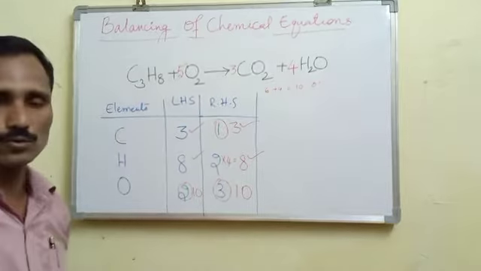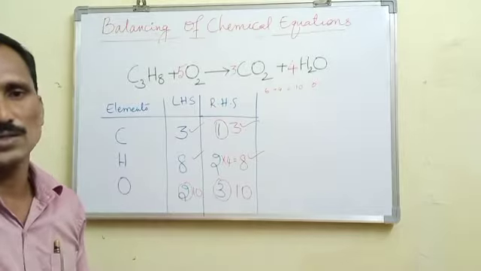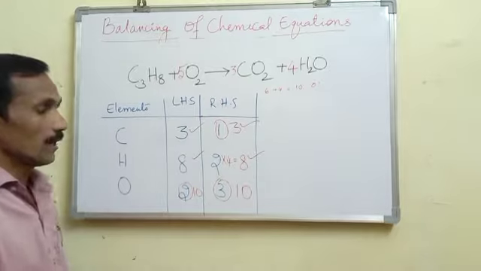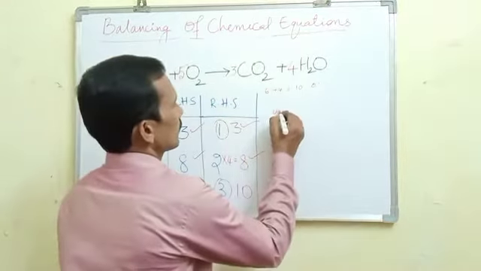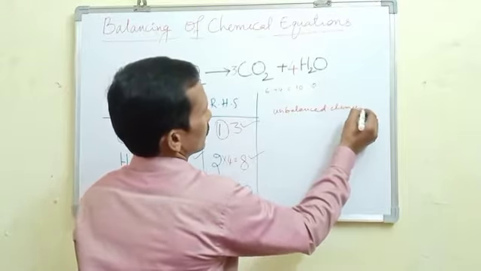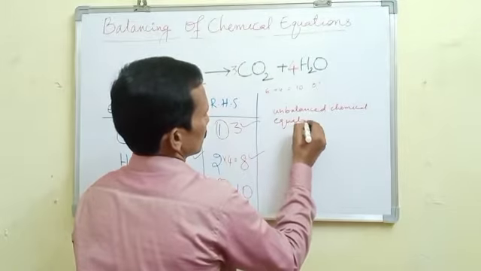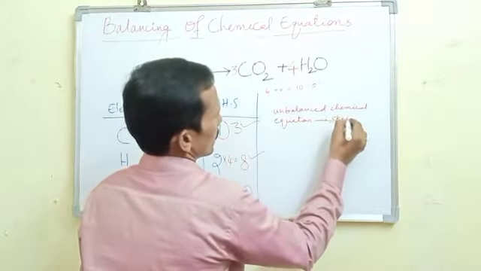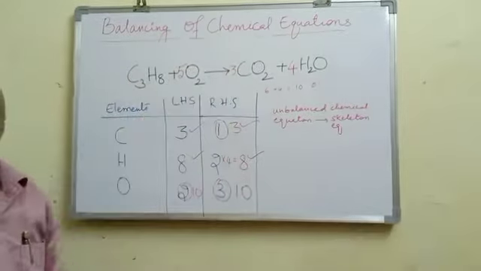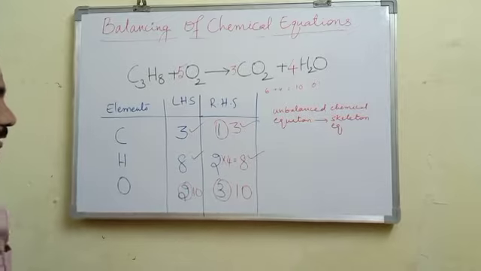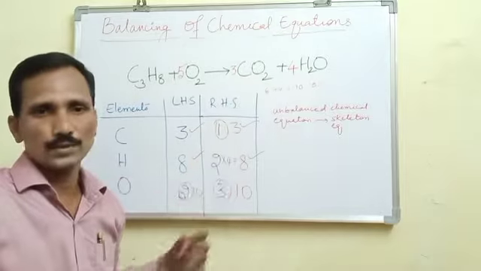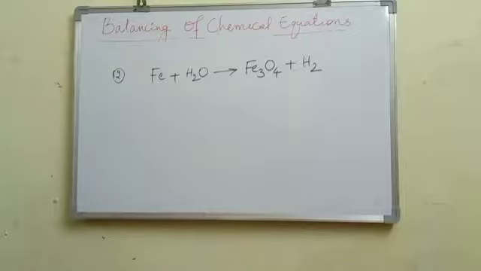So first we have to balance the element which has more atoms. The unbalanced equation is called an unbalanced chemical equation, also called a skeleton equation. Now this is the balanced chemical equation. Before that it is the skeleton equation. We multiplied with some numbers and made it a balanced chemical equation. Observe this.